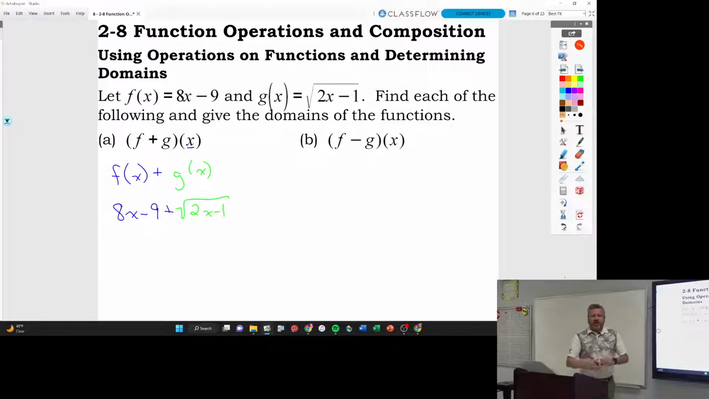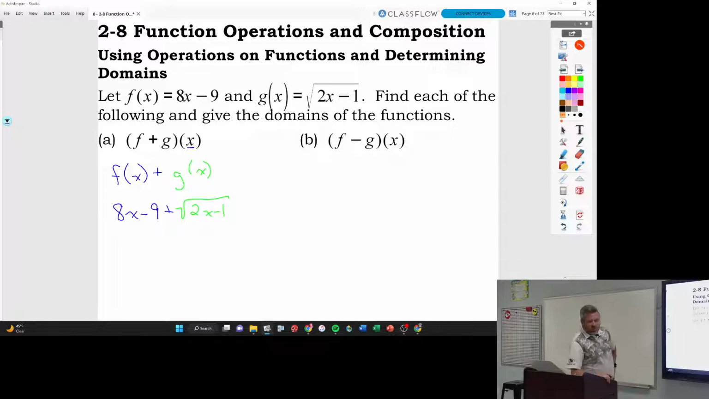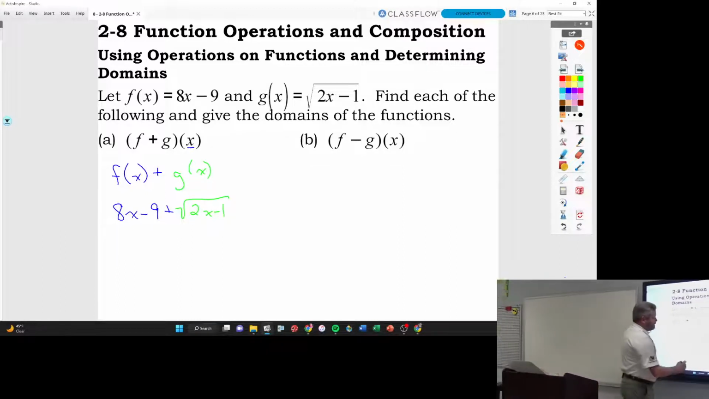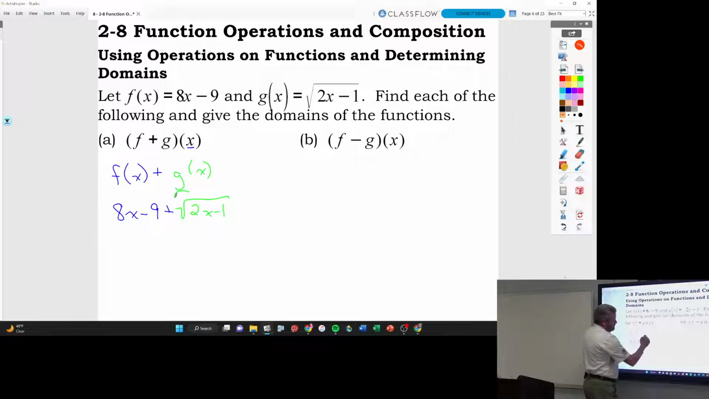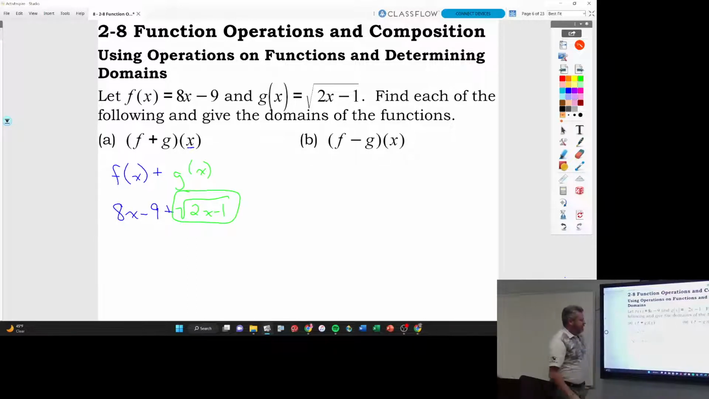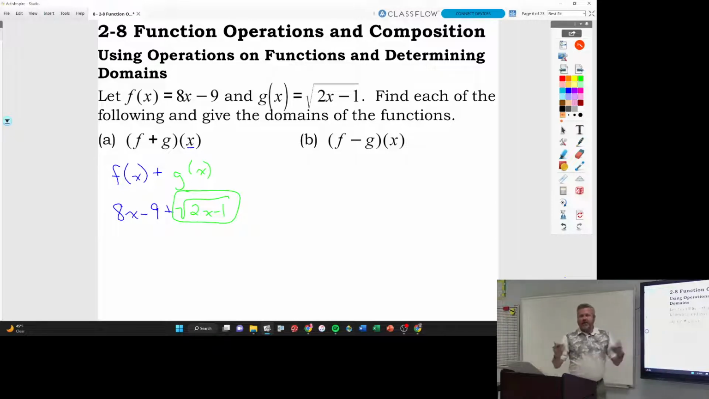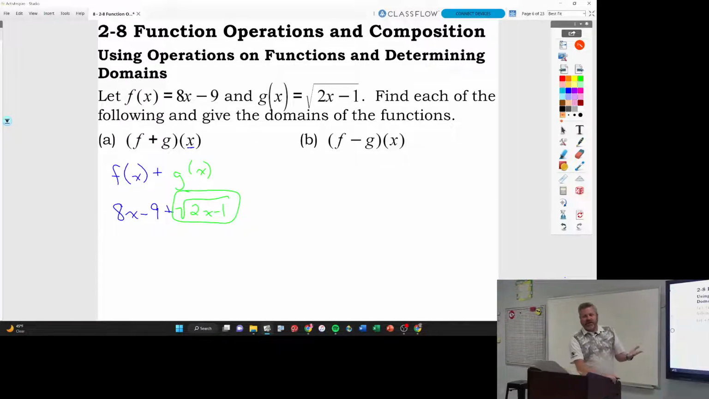It's saying, you know, what can x be? Well, remember when you're looking at equations or expressions, we start off by assuming that the domain is all real numbers, and then we start looking for, well, what are the exceptions? Well, in the case of this problem right here, we do have an exception with this piece. On the blue part, 8x minus 9, I can plug any x value into that. I can multiply any real number that I can think of by 8, and then subtract 9 from that answer. But when you look at the square root of 2x minus 1, we got a problem.